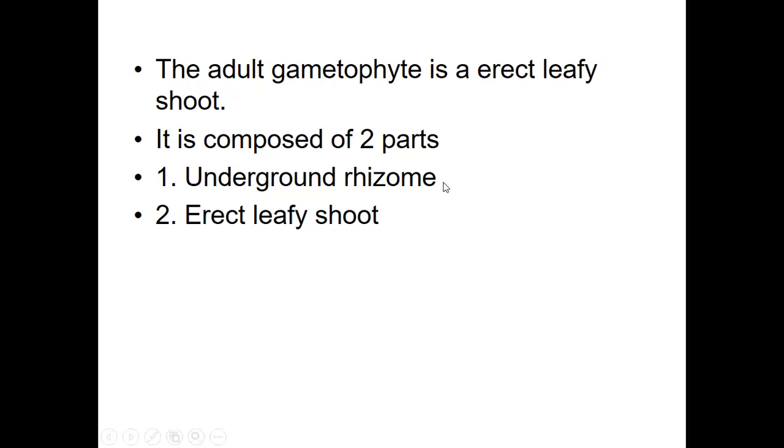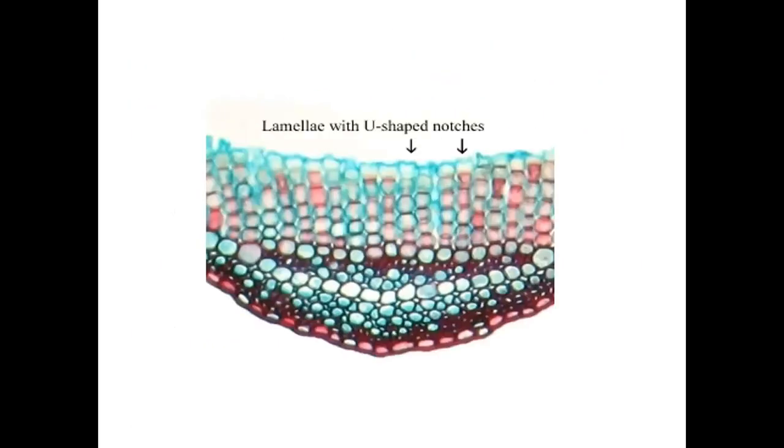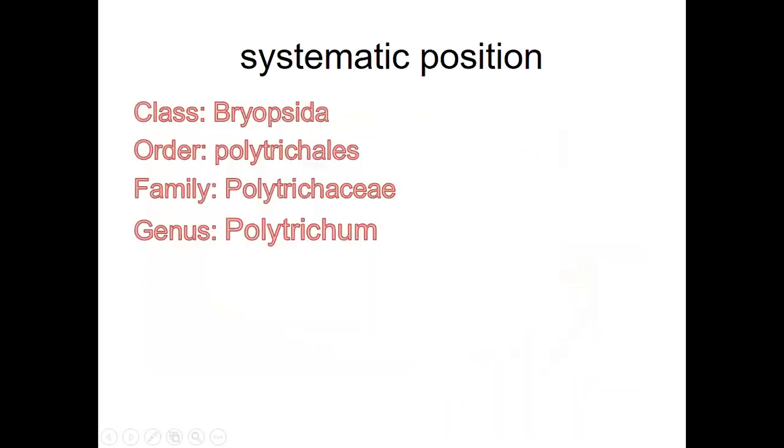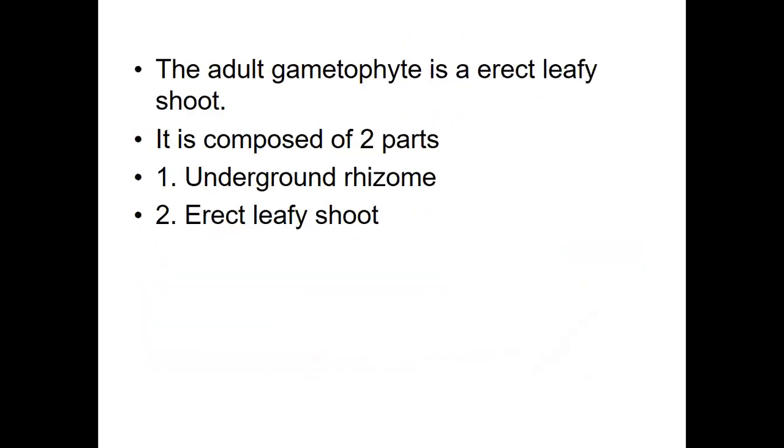And this gametophyte is comprising of two parts again. The lowermost part is represented as the underground rhizome, and the erect part is representing the leafy shoot. If you observe the structure here, the brown colored one is the underground rhizome part, and this is the erect leafy shoot. So these are the two stages of the gametophyte: underground rhizome and the erect leafy shoot.